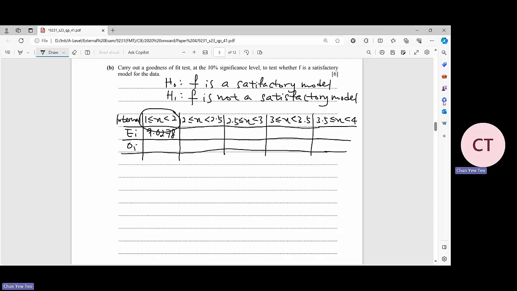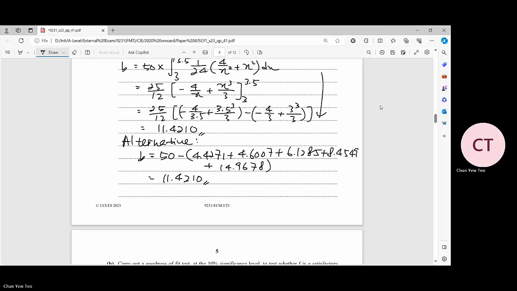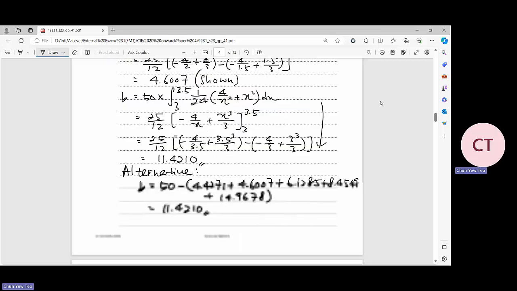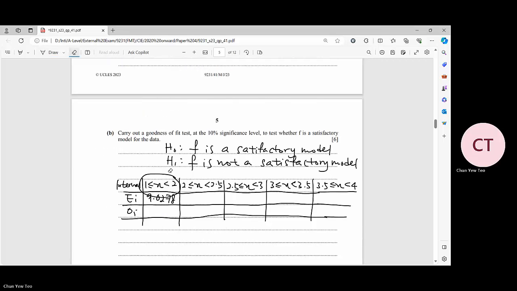Combining them together, it will be 1 to 2. Okay, it will be 1 to 2. I need to show that you combine them. Then the rest just copy down: 1285, then 8.4549, then 11.4210 and 14.9678. So the rest actually just copy down. Only the first two columns need to combine together.